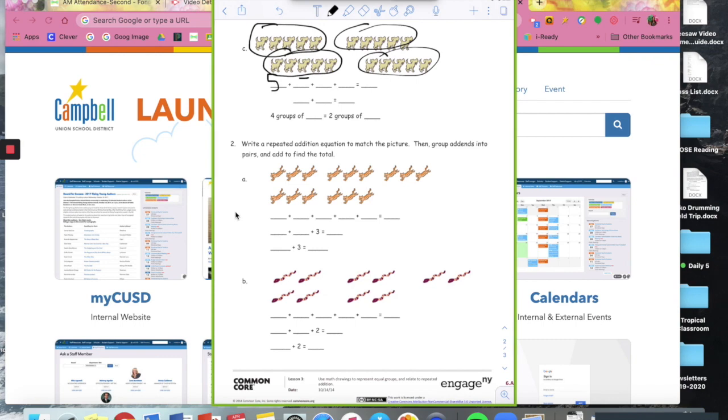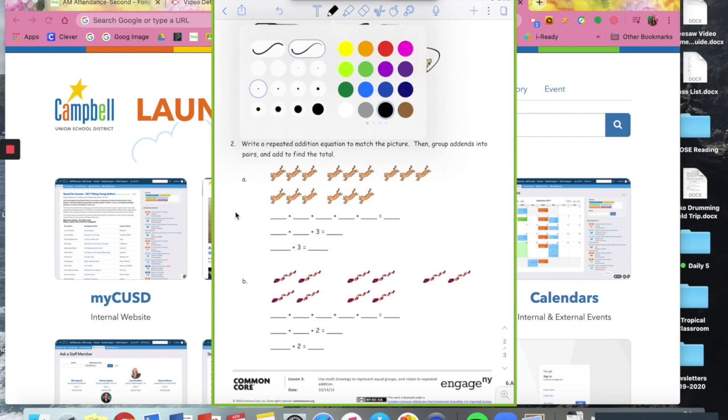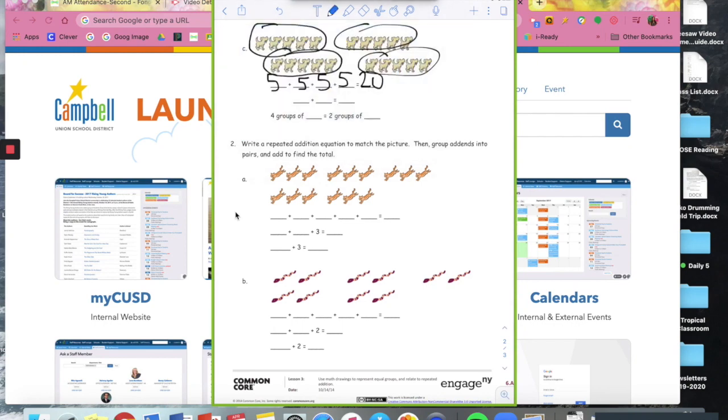5 plus 5 plus 5 plus 5, which equals 20. Okay? And then I have my doubles. Let me choose another color, which is right here. 5 plus 5, and then 5 plus 5. So I have 10 plus 10, which equals 20. So I had 4 groups of 5, but then I created doubles, so then I had 2 groups of 10.